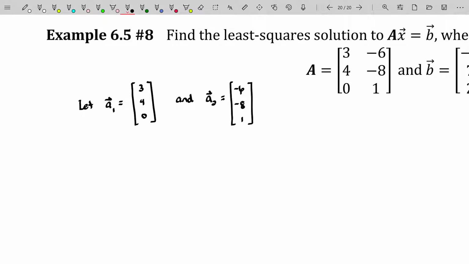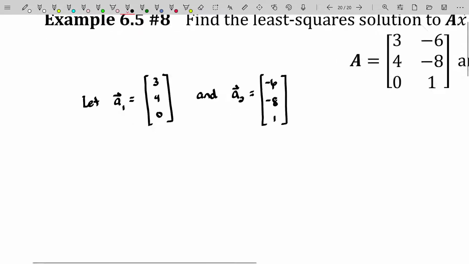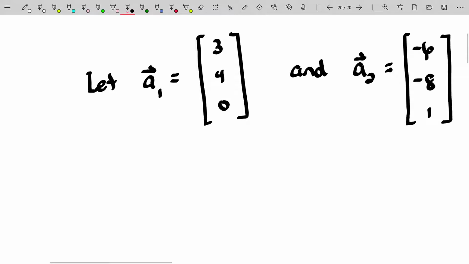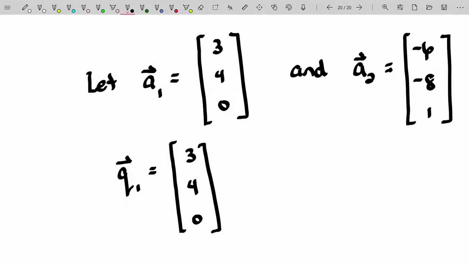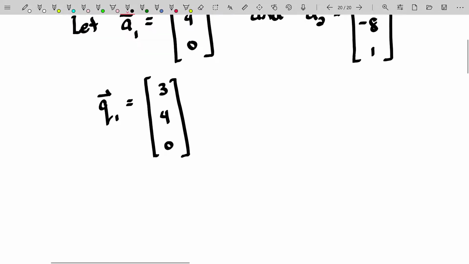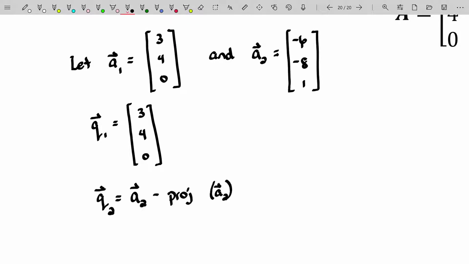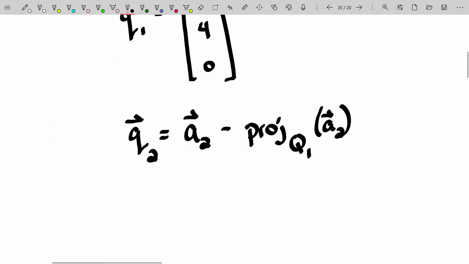Remember how QR factorization works. The first thing you're going to do is choose one of these two vectors, and you're just going to call that vector Q1. Actually, that's what I'm going to call it in this case. So I chose Q1 to equal A sub 1. And now I'm going to let Q sub 2 equal A sub 2 minus the projection of A sub 2 onto the space spanned by Q sub 1. And that's how I'm going to denote it here.